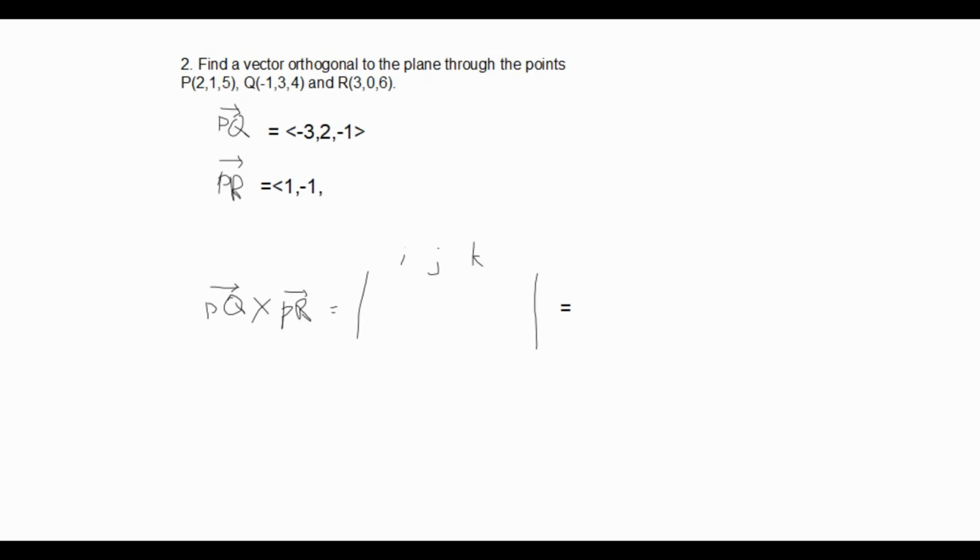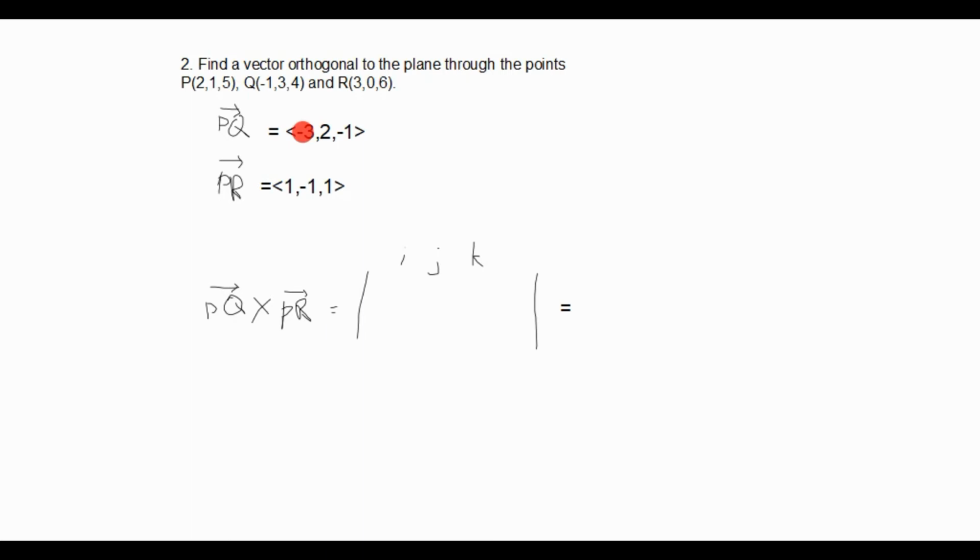And last one, 6 subtracted with 5, that will give you 1. Alright, so you have your PQ and PR. So what's next is to look for the cross product of PQ and PR.